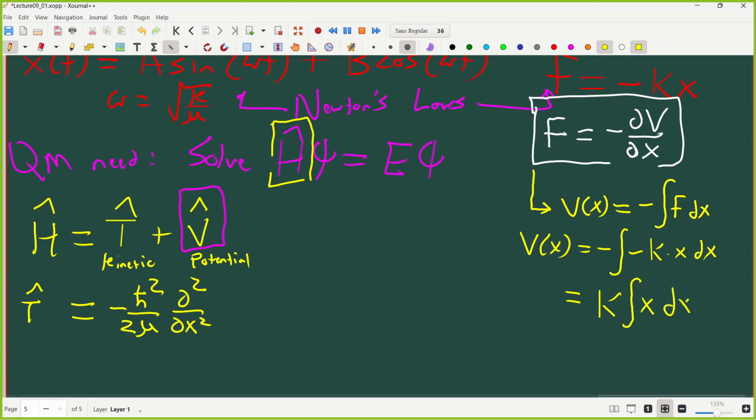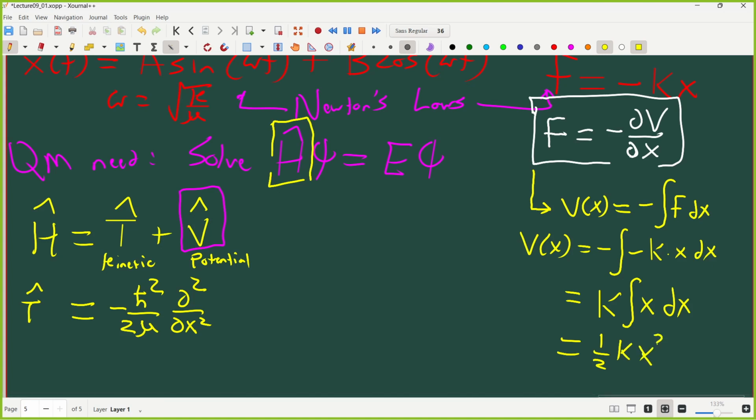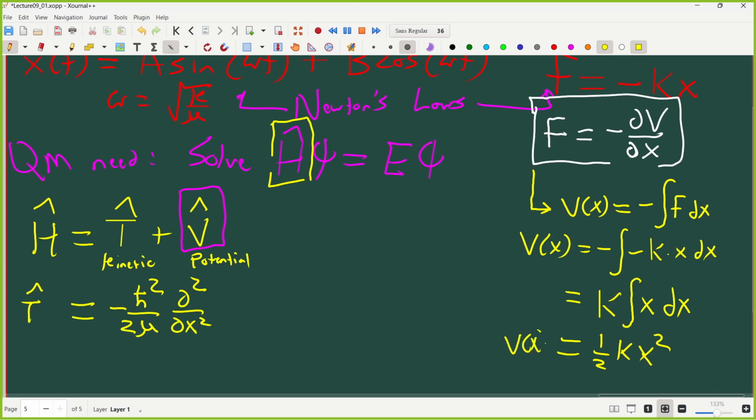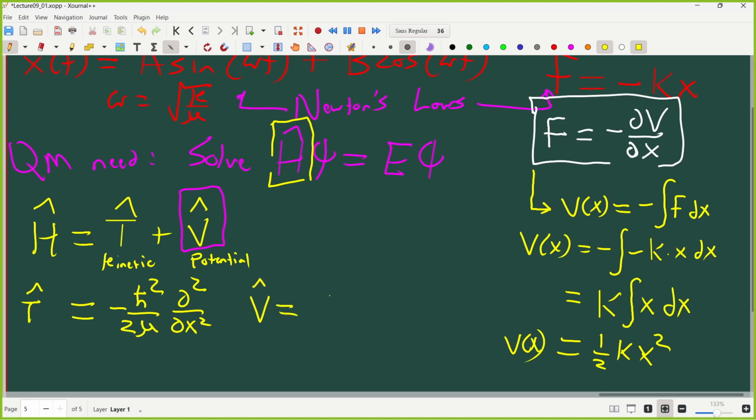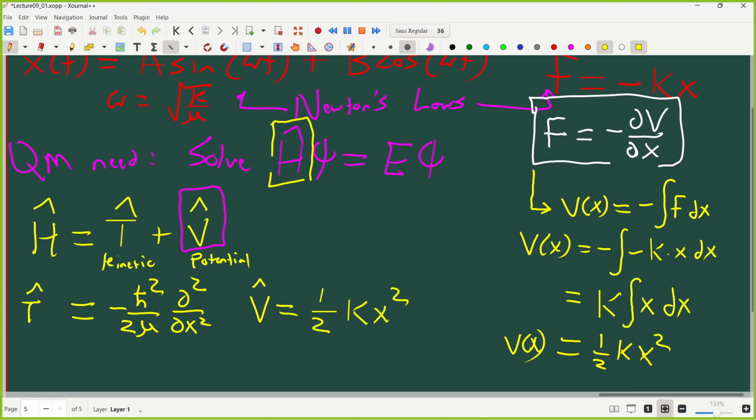And the potential of this force is just the integral of x dx, which is 1/2 kx squared. The integral of x is 1/2 x squared. So our potential energy is done. We know it. It's a parabola. So V, the potential function, or the potential operator, is just 1/2 kx squared.